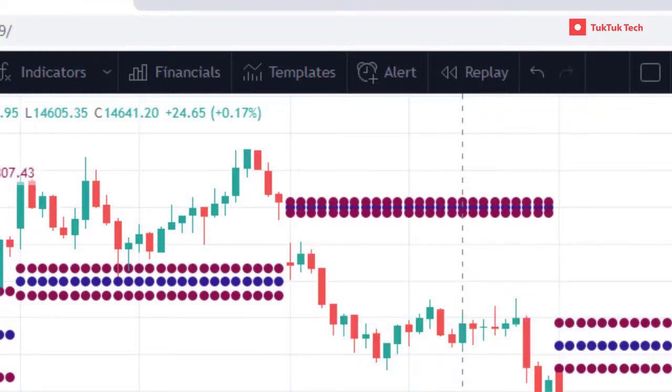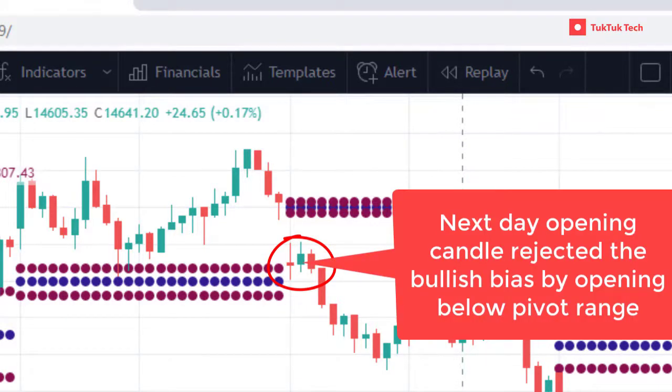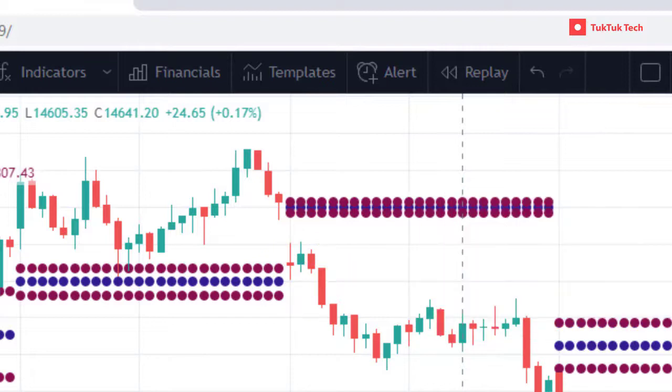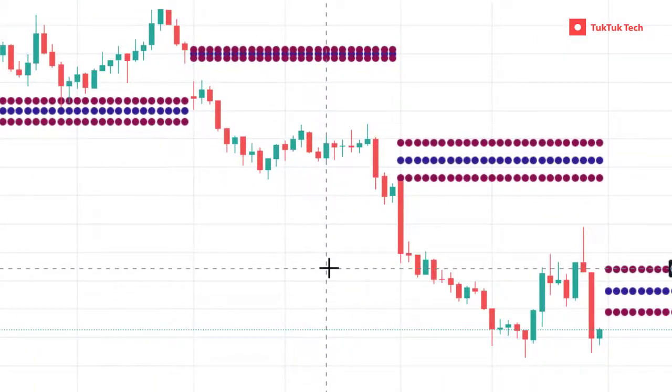However, on the next day, opening print rejected the bullish directional bias by opening well below the pivot range, adding a very bearish tilt to the morning. When this occurs, you must observe price to pivot behavior, as a test occurs at the pivot range. A rejection at the pivot range should yield another round of selling pressure that pushes the price to new lows, which was the case in this instance.